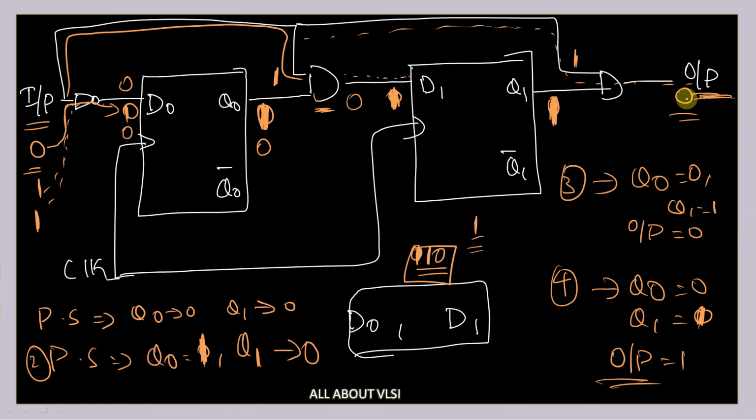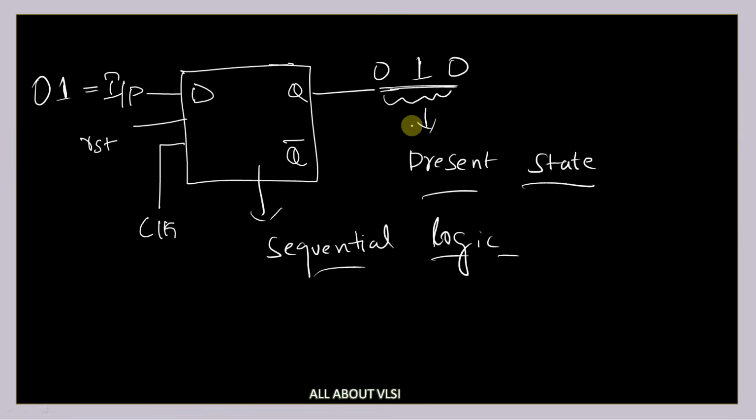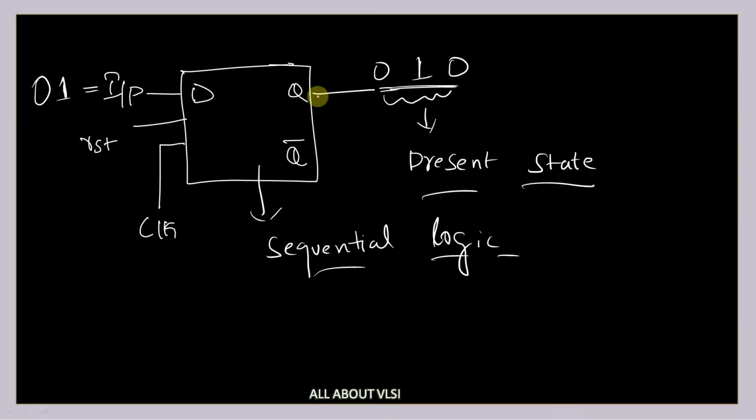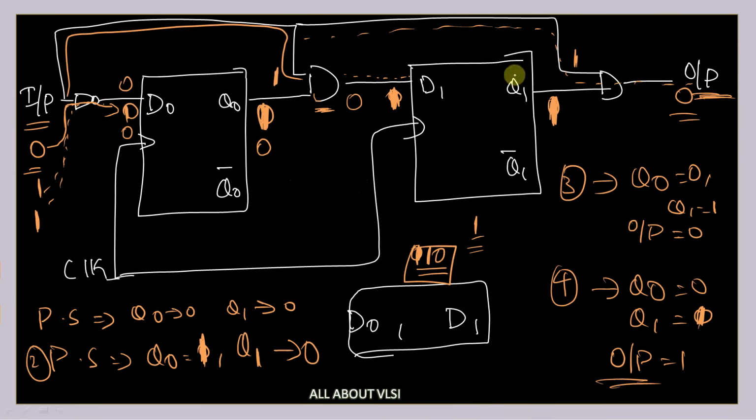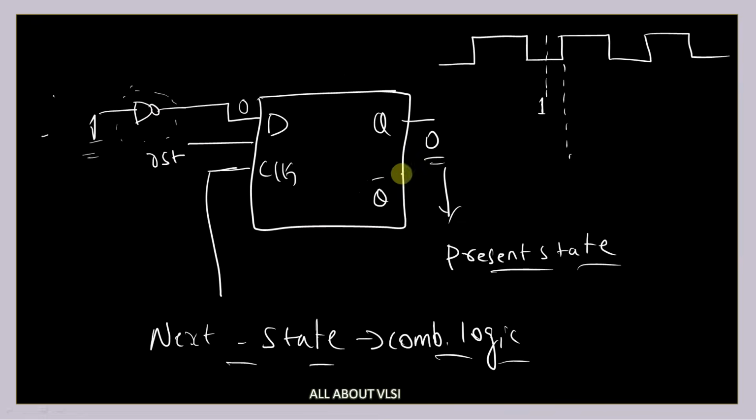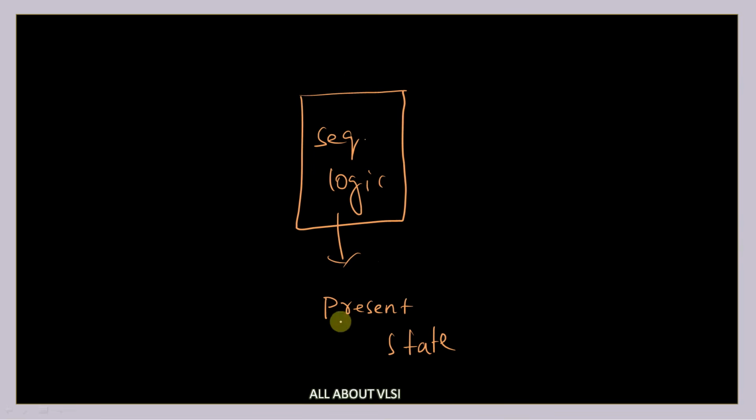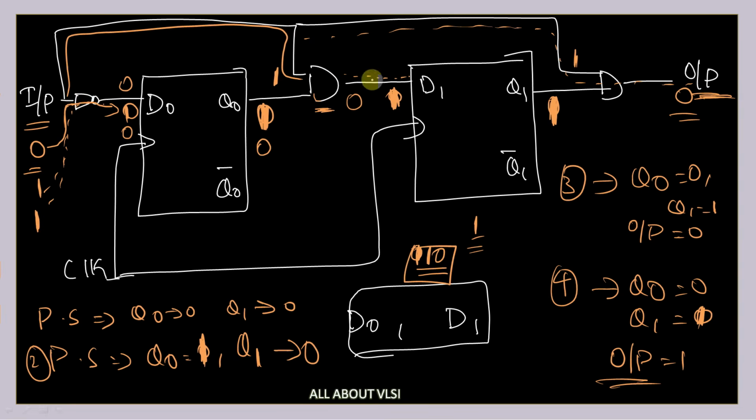Now, if I want to wrap up this whole diagram into an architecture or block diagram, then this is how it is going to look. We are going to have a sequential logic. You can see there are two D flip-flops. These D flip-flops are basically used to determine your present state. So we are going to use the sequential logic for determining our present state. Now, for determining our next state, we have this combinational logic.